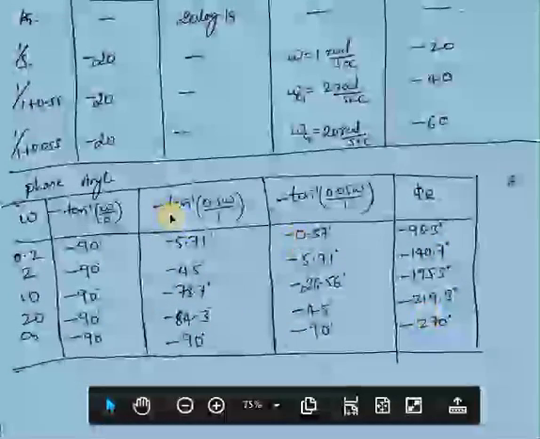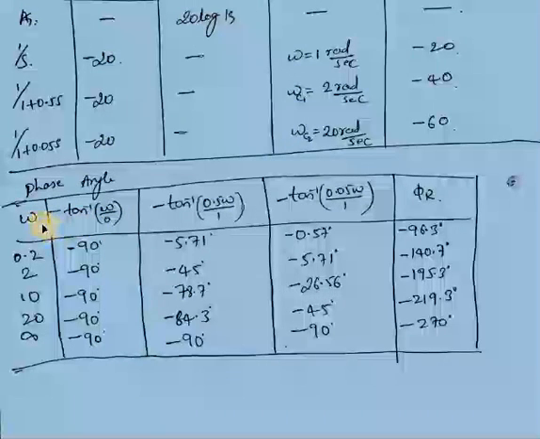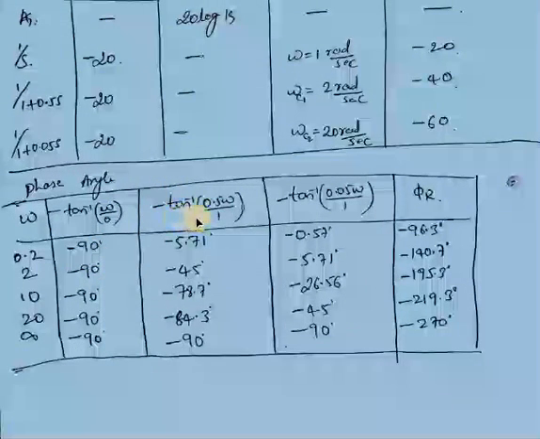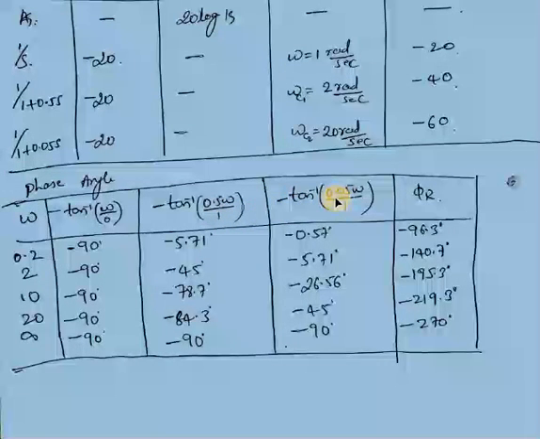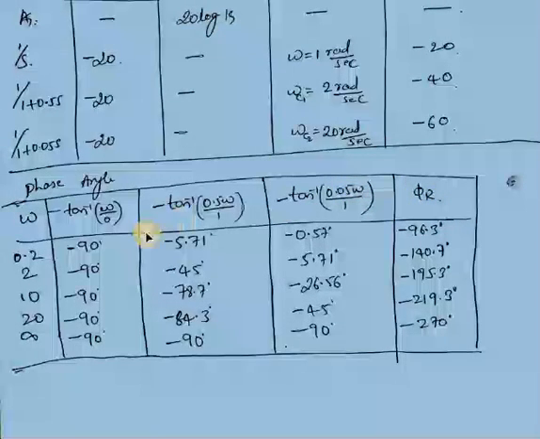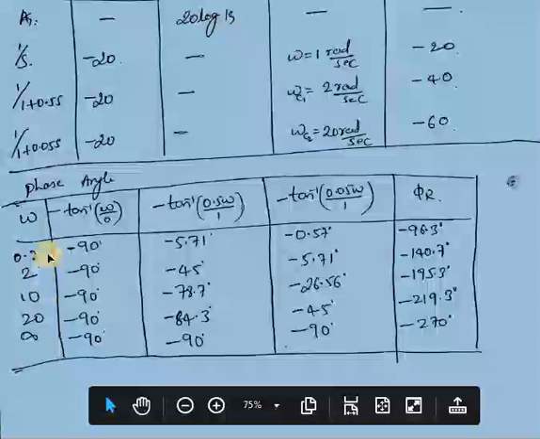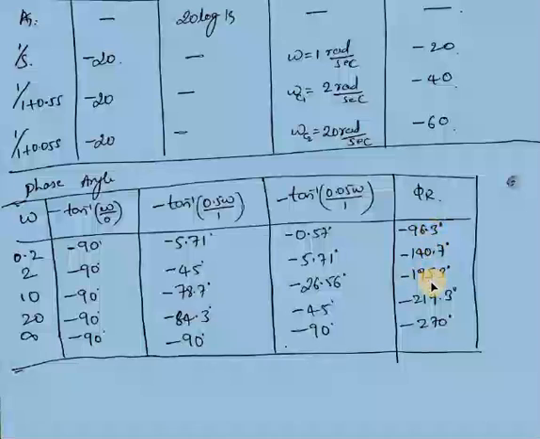After that you have to construct the phase angle table. Since there is no term in the numerator, I will ignore that. So minus tan inverse of omega by 0, which will be minus 90 degree for any value of omega, minus tan inverse of 0.5 omega divided by 1, minus tan inverse of 0.05 omega by 1, and the result is the resultant angle. So vary the omega value, say 0.2, 2, 10, 20 and infinity. For these different values of omega, calculate these terms and get the resultant phase angle.